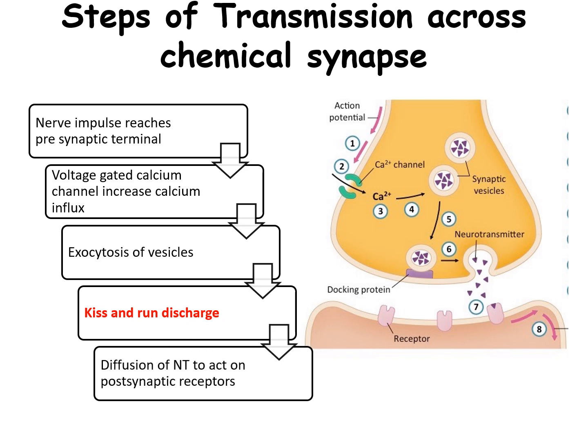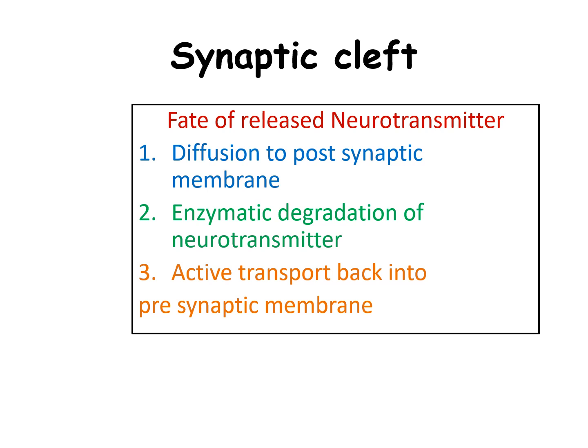After the release of neurotransmitter, it then diffuses into the synaptic cleft and the time lapse is less than 1 millisecond. So after that, again the membrane will be recycled back into the presynaptic membrane. In the synaptic cleft, it undergoes three processes. Either it diffuses to the postsynaptic membrane to act on the receptors present there, or there is enzymatic degradation of the neurotransmitters, or it is actively transported back into the presynaptic membrane.